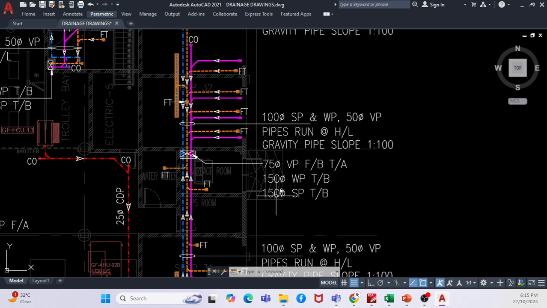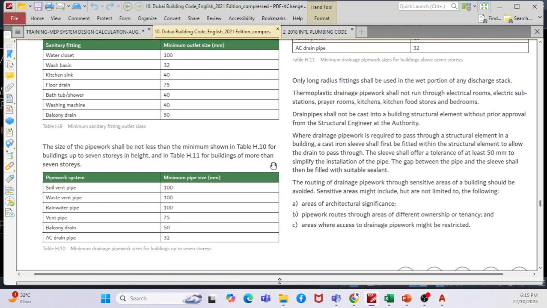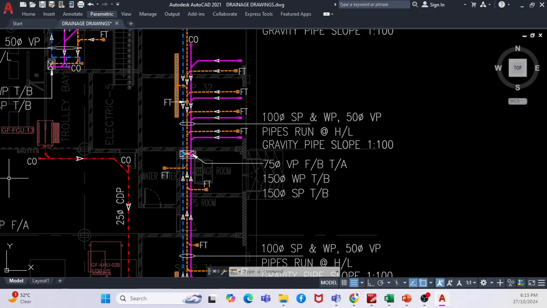Say, for example, as a riser, if you go to the local building code, what they say is up to 7 stories you can go with 100 mm for the waste pipe and soil pipe. If you go to this particular standard, you can see up to 7 stories you can go with 100 mm for the soil pipe and 100 mm for the waste pipe. But what they do, they take a safety margin, sorry, they go with 150 mm, just for the safety. Clear, right?